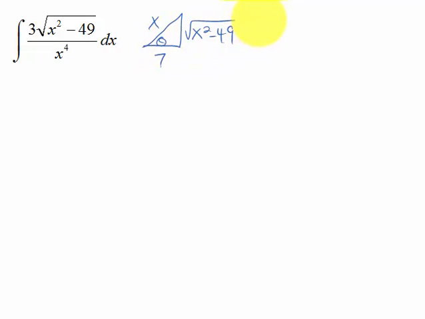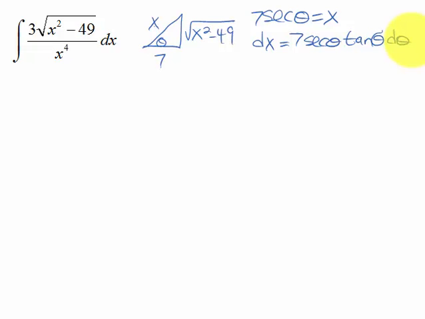So now if I figure this out, secant theta is going to be hypotenuse over adjacent, and then I'm going to multiply the 7 over here. Now my dx is going to be 7 secant theta tangent theta d theta. So let's go ahead and do the trig substitution.